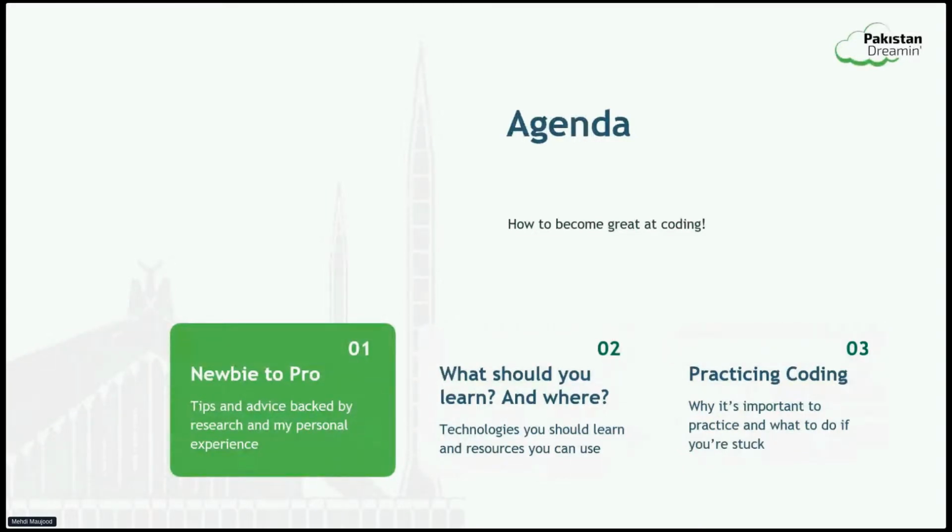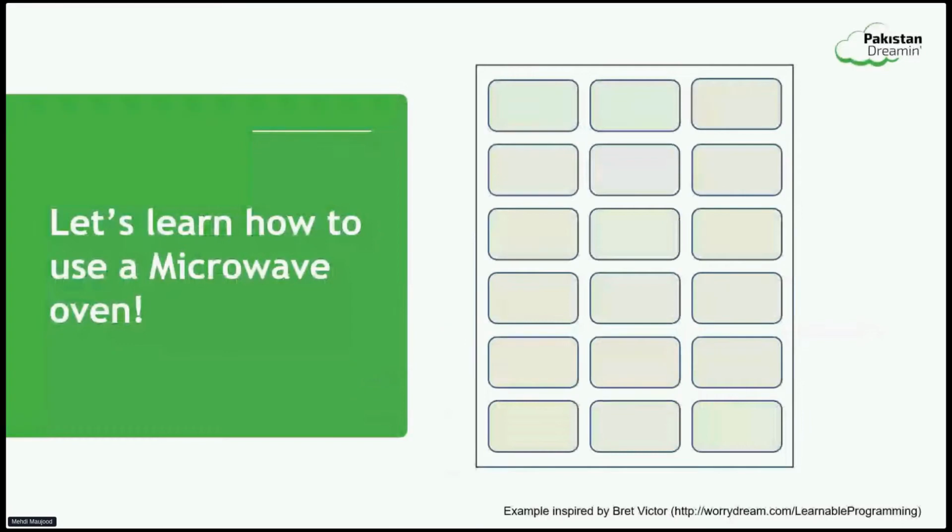And finally, we'll also talk about practicing coding. Practice is essential to becoming better. This is true not just for coding, it's true for anything. Anything you're learning, practice makes you better and better. And we'll also talk about what's the correct way to practice and what to do if you're stuck. So I'll give a few seconds to let that settle in.